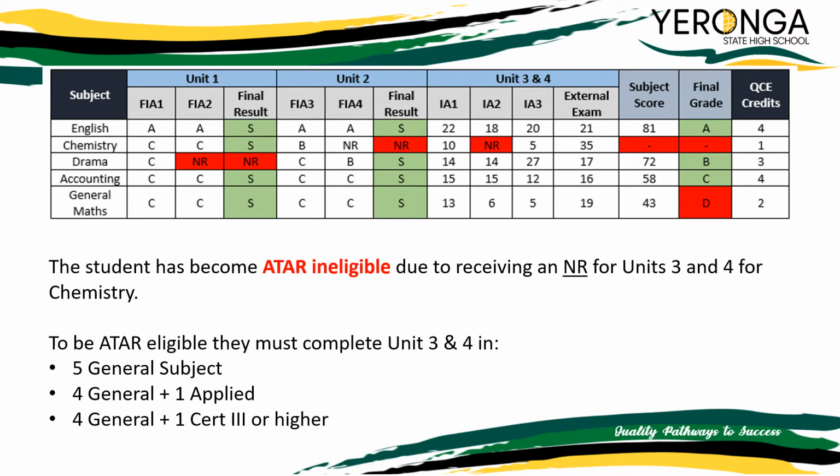So this student has become ATAR ineligible because they received an NR for Units 3 and 4 for chemistry. Remember, to be ATAR eligible, they must complete Units 3 and 4 in 5 general subjects, 4 general and 1 applied subject, or 4 general plus 1 certificate 3 or higher. In this case, the student was only studying 5 general subjects and made themselves ATAR ineligible by not completing a piece of assessment. And that's why we encourage students to complete all pieces of assessment, even if they receive 0 as their overall result. It will still count towards their ATAR. It may not be a great ATAR, but they still remain ATAR eligible.